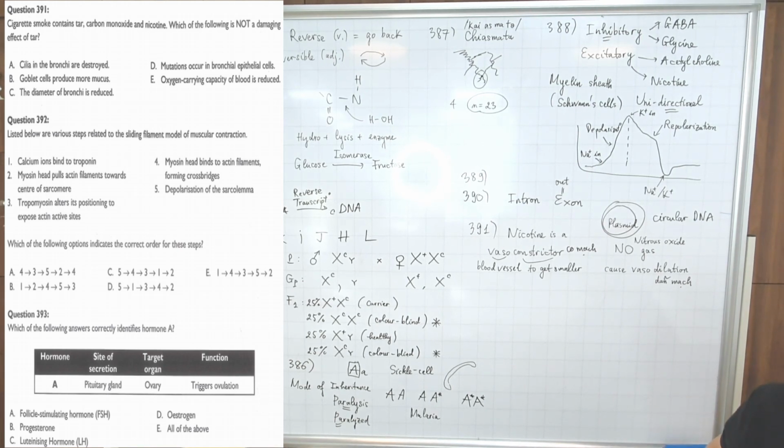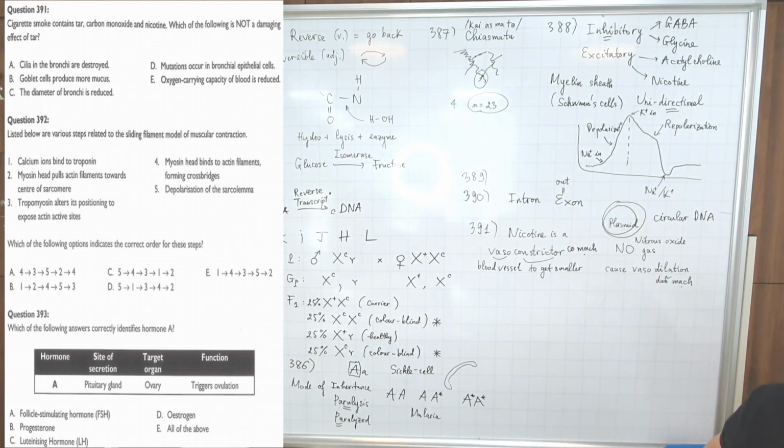E. Oxygen containing capacity of blood is reduced. Cái khả năng mà chứa oxygen của máu nó bị giảm xuống. Because tar covers the alveoli, right? Cái tar, cái than xỉ nó sẽ bao bọc cái alveoli, và vì thế trao đổi khí nó sẽ giảm, right? So gas exchange will reduce, so the capacity to carry oxygen of the blood is reduced. Cho nên là cái khả năng mà mang oxygen của máu nó bị giảm xuống, right? So could be. What is your answer? Okay, check please.